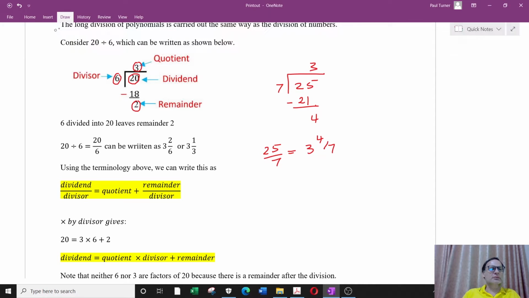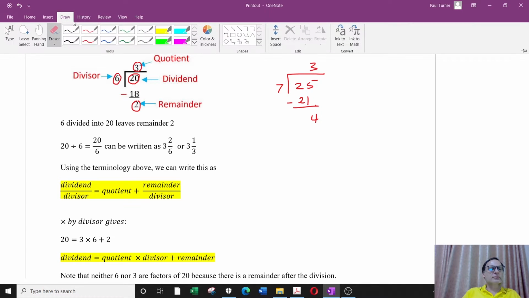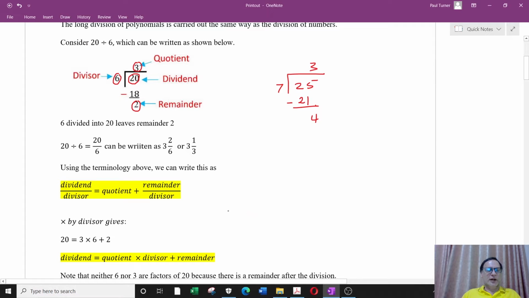Let's clear that out. Okay, so from this question here, we can use terminology like this. Your dividend divided by the divisor, that's your 20 on 6, is the quotient, which was 3, plus the remainder, which was 2, on your divisor, which was 6, like that. And multiplying by the divisor, both of these parts will give this result here. So these are a couple of ways you can write your solutions when we come to that later.